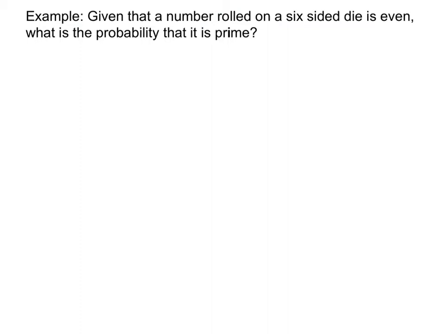Before I get into any Venn diagram or tree diagram examples, I did want to do one simple example. Given that a number rolled on a six-sided die is even, what is the probability that it's a prime number? I mentioned before that when you see the word given, often that means these are going to be dependent probabilities. So you start off by saying, a six-sided die: 1, 2, 3, 4, 5, 6. This is my sample space. And if you missed that in the reading earlier, the sample space just means what's possible.